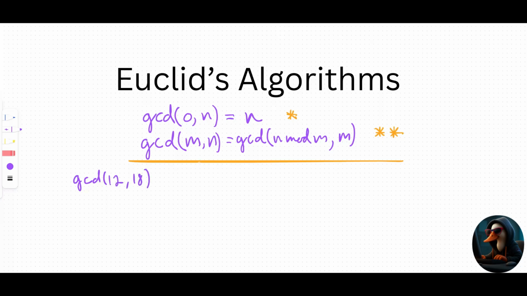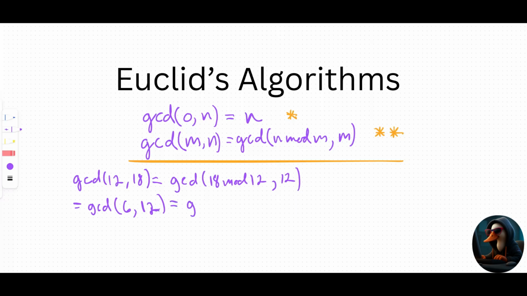I can see that I haven't reached my base case yet, so I'm going to use the second relation, and I can rewrite this as the greatest common divisor of 18 mod 12 and 12. And you can see I'm just using the second relation right here. And I can actually solve for 18 mod 12, so I can rewrite that as the greatest common divisor of 6 and 12. And I haven't reached my base case yet, so I can keep this going.